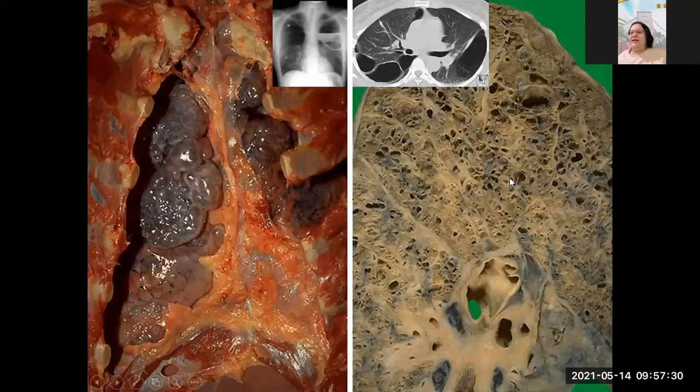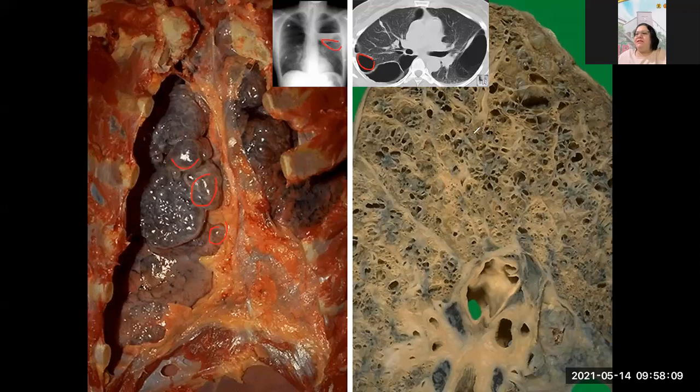So this is an example of blebs that you may see. We have a gross picture of a bleb. Here, as I was telling you, these are pockets filled with air, as you can see. And then this is how it appears on X-ray and on CT scan. See?